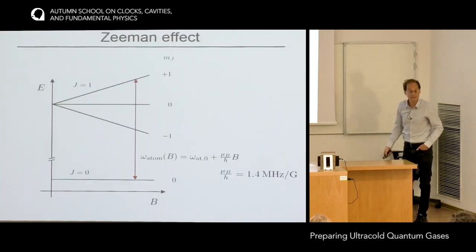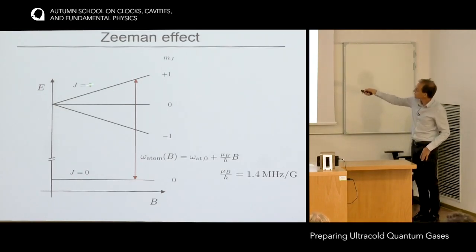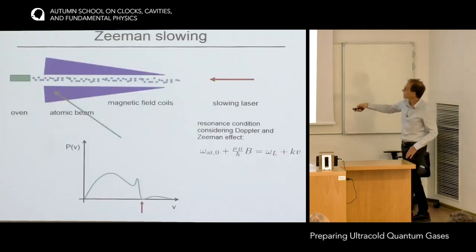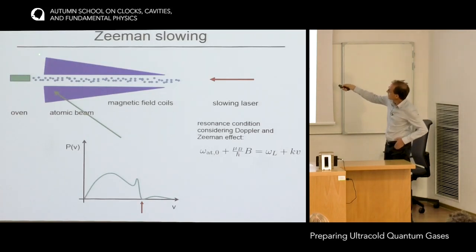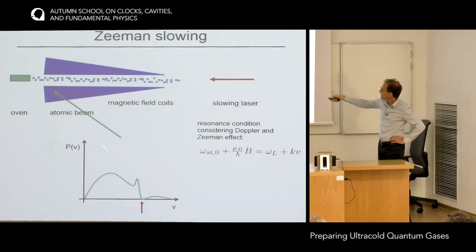We exploit the Zeeman effect. If you have a simple atom like strontium with a J equals 0 to J equals 1 transition, the J equals 1 state is split like this with 1.4 megahertz per Gauss. And we now use this transition, which can be tuned with a magnetic field. We employ magnetic field coils, which produce a big magnetic field at the beginning of the Zeeman slower and a small one at the end. And we tune our laser beam such that here at the beginning, with the applied magnetic field, the laser is in resonance with the fast atoms.